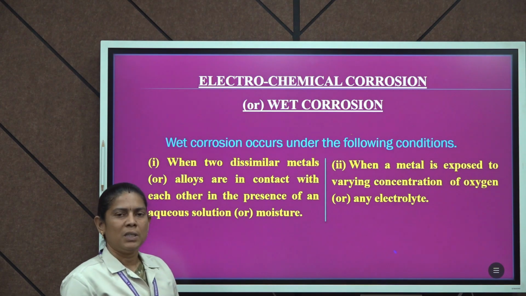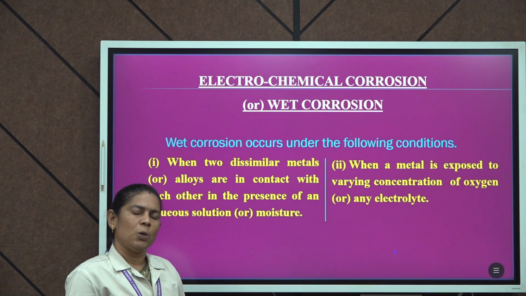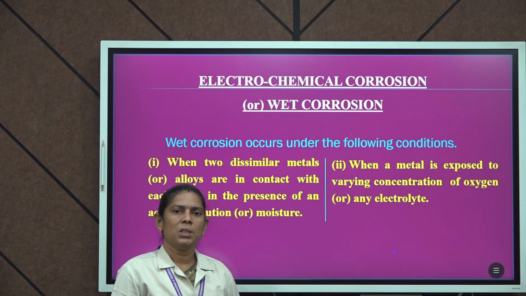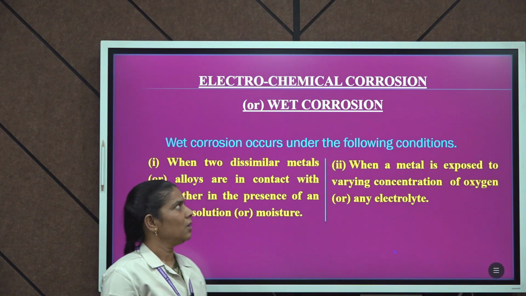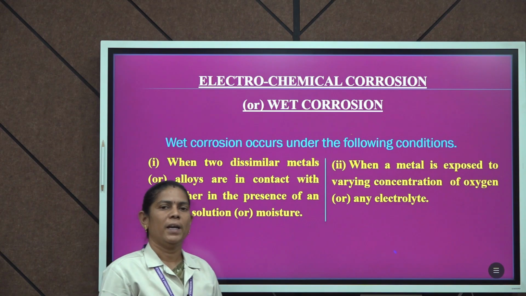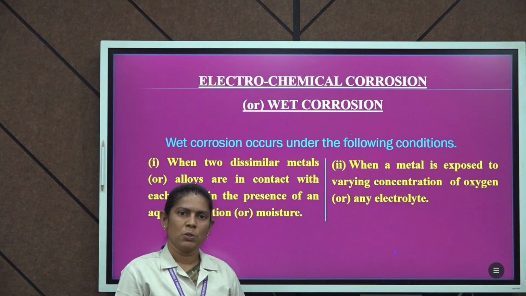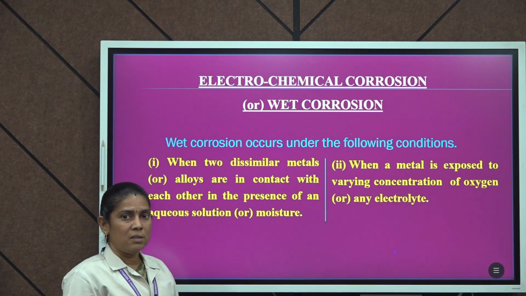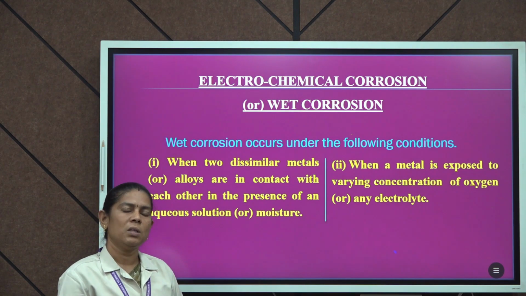Wet corrosion. In dry corrosion, corrosion occurs in the absence of moisture. In wet corrosion, corrosion occurs in the presence of moisture. It is always called electrochemical corrosion, that is, a setup of anode and cathode where electrochemical reactions take place. So, this wet corrosion occurs under some favored conditions. So, what are the conditions?